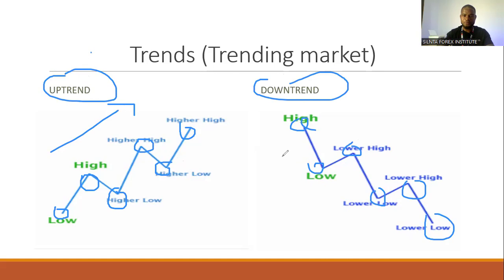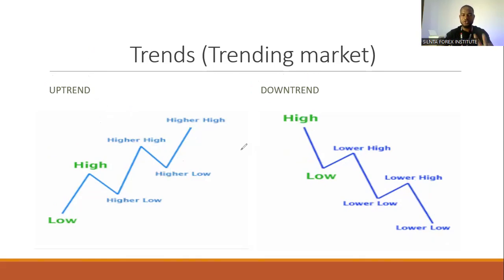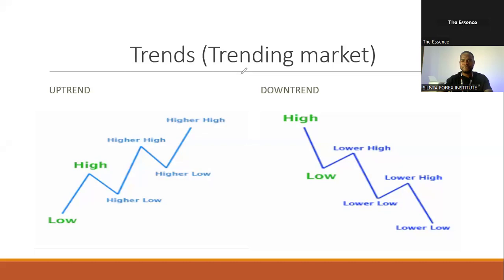All you need to know, for now, don't worry about the words. All you need to know is 2 words, high and low. If you see that the market is making new highs, then it's simply an uptrend. If you see that the market is making new lows, it's simply a downtrend. Is it clear on trends before we can move to the next section? Yes, sir. Okay, good.